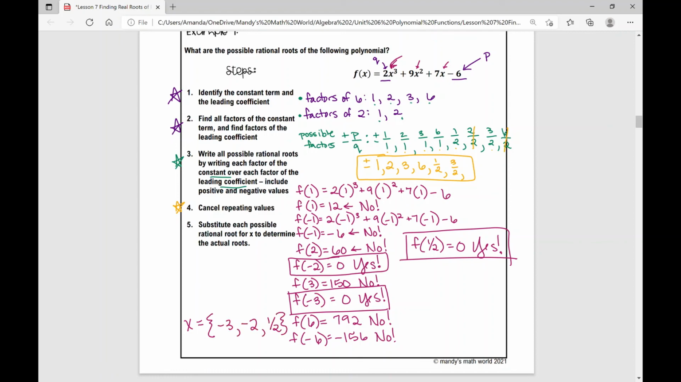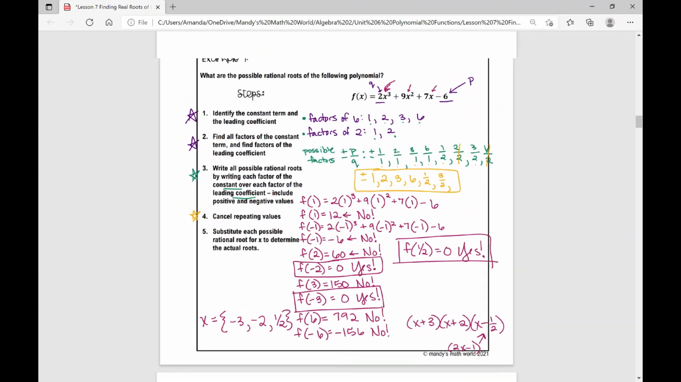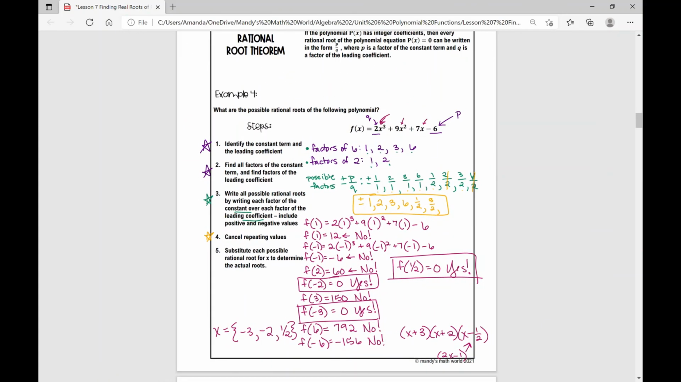You could even write out your factors: x plus 3, x plus 2, and x minus 1/2. Obviously, I can write it differently. I can write it as 2x minus 1. But that concludes your notes. This rational root theorem takes a really long time, but that concludes your notes over finding real roots of polynomials. I hope it was helpful.